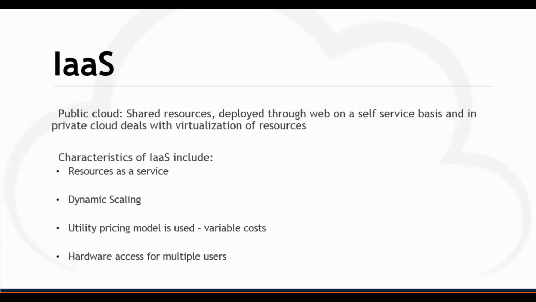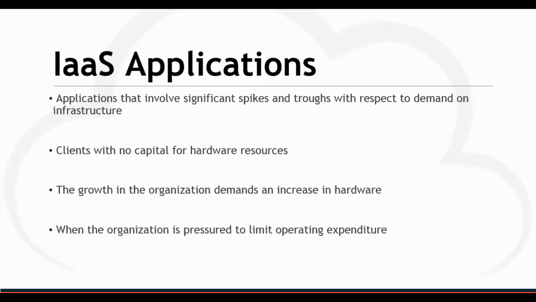Pricing model used is a utility pricing model, which has variable costs. Multiple users have access on the hardware resource. Applications of IaaS include those which involve significant variations or control requirements with respect to the demand on the infrastructure, as well as for startup organizations that hardly have the capital to invest in the procurement of the hardware.